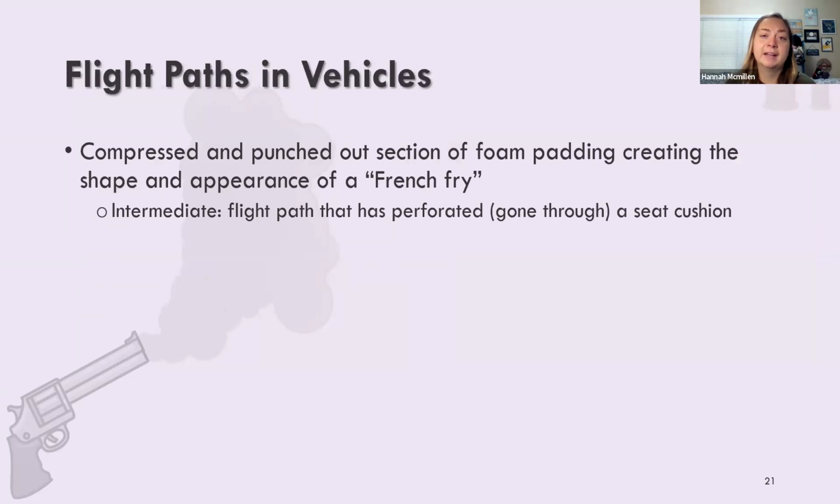So going into flight paths and vehicles, there's going to be compressed and punched out sections of foam padding, creating the shape and appearance of a French fry almost looking thing. So an intermediate flight path that has perforated or gone through a seat cushion.